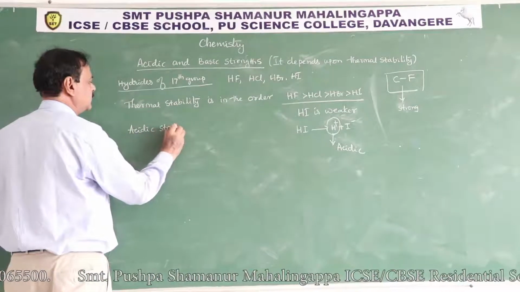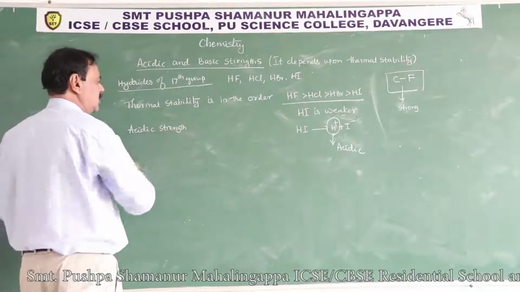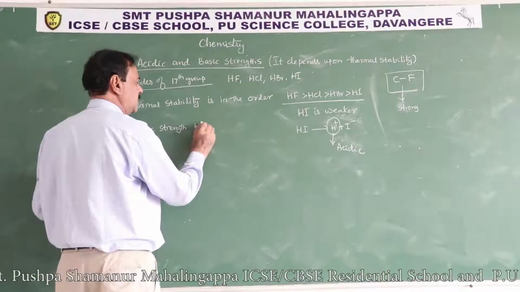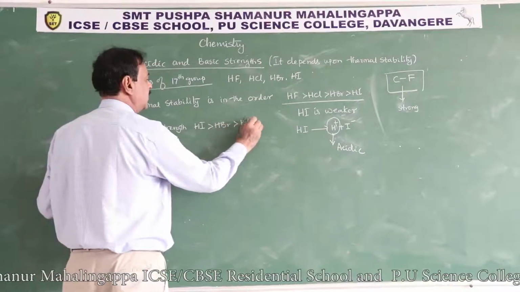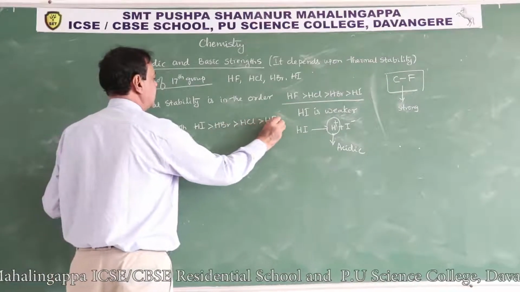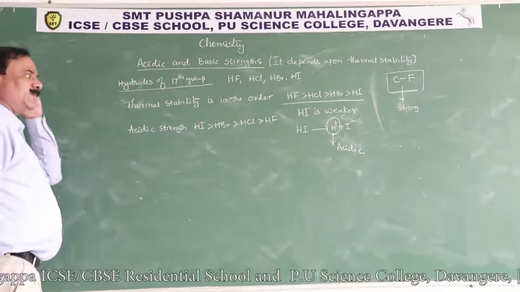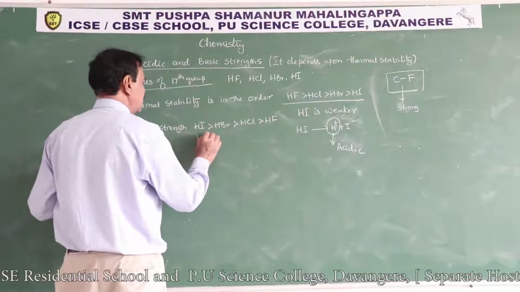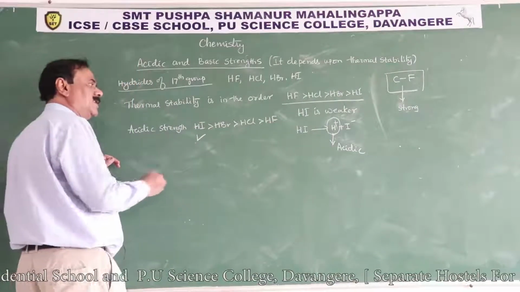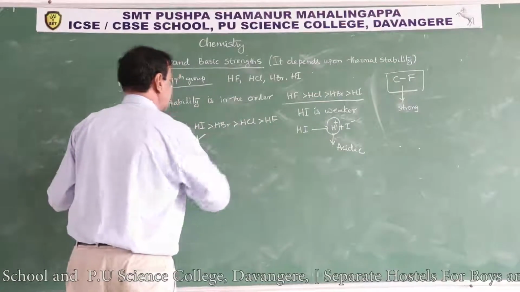Acidic strength is in the order HI > HBr > HCl > HF. Now, among HCl, HBr and HI, which is more acidic in nature? HI is more acidic in nature. HF is less acidic in nature.